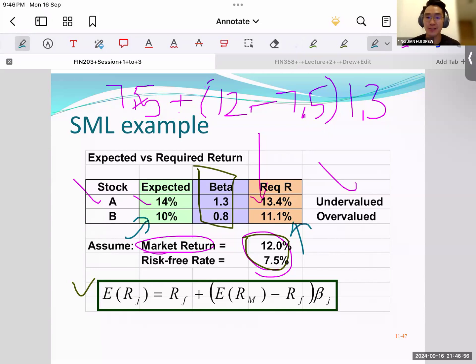Okay, sure. Let me explain the undervalued and overvalued. Based on your CAPM, you have calculated this return here for stock A, 13.4. So this is theoretically what you're supposed to get, right? Theoretically, you're supposed to get 13.4%. However, in reality, you are getting 14%. And this is good, right? It means that you're getting around 0.6% more. And so in this sense, it's considered an undervalued stock, because your theoretical calculated value is less than your real value that you get, which is 14%. Is that clear?